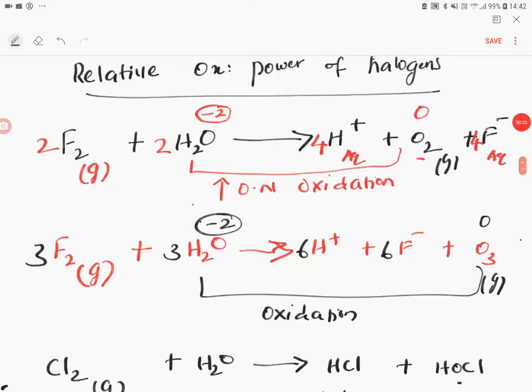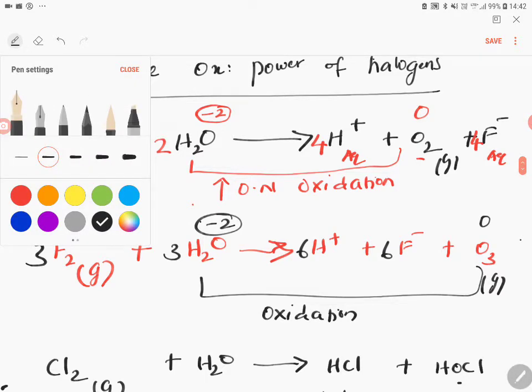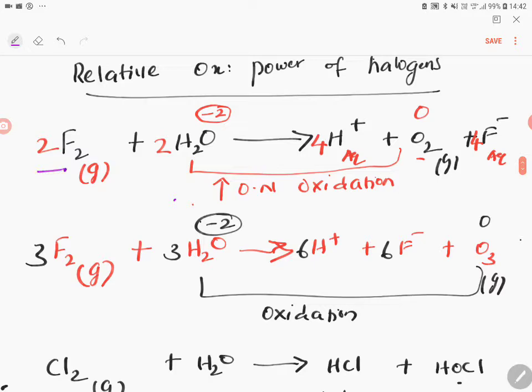Let us discuss the relative power of halogens. So, fluorine undergoes reaction with water unlike other halogens. Fluorine reacts with water to form H plus, O2 and F minus. A very simple balancing I have shown you, differentiating the colors.